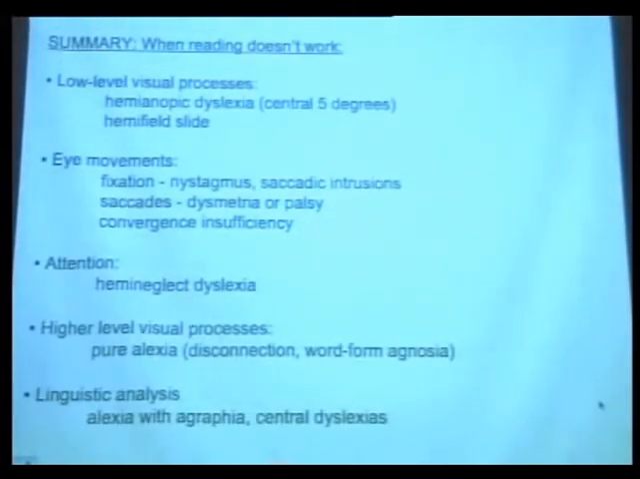So, last slide. So in summary, when reading doesn't work, think about low-level visual processes. Do they have hemianopia? Even just a small hemifield defect at central 5 degrees. Forget about the rest. It's the central 5 degrees you got to examine. Do they have hemifield slide from that bitemporal hemianopia? Those are usually a very characteristic kind of complaint. Remember the vertical step and things. Eye movements. Do they have steady fixation? Are the saccades accurate and working? And does convergence work? Is attention a problem? With this, you should listen very carefully to figure out, are they making problems with the left side of the page or the left side of words?